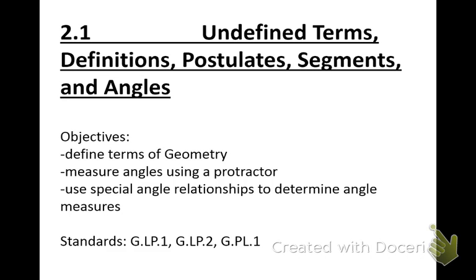The section we're going to cover today is 2.1. It covers undefined terms, definitions, postulates, segments, and angles. Objectives: define terms of geometry, measure angles using a protractor, and use special angle relationships to determine angle measures.